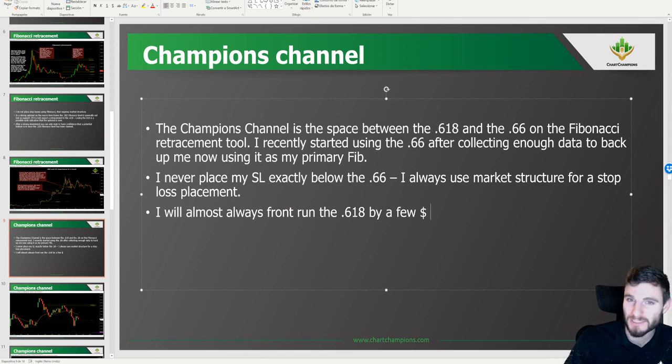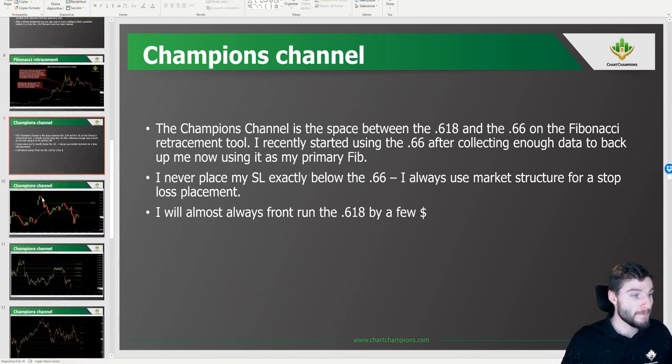So 3 entries, because sometimes you're going to see front runs of the 618, and if you're only buying the 66, you're left without a trade. So average it down. That's what I like to do anyway. So 3 entries basically: front run of the 618, midpoint of the 2 and 66, or you could just do 2, front run of the 618 and 66, but you want that sort of average entry in there, not just always buying 66. You want to have that front run, in my opinion. So that's what the Champions Channel is.